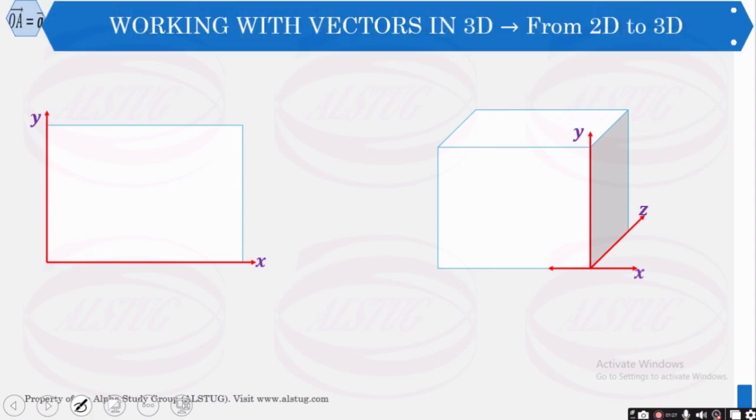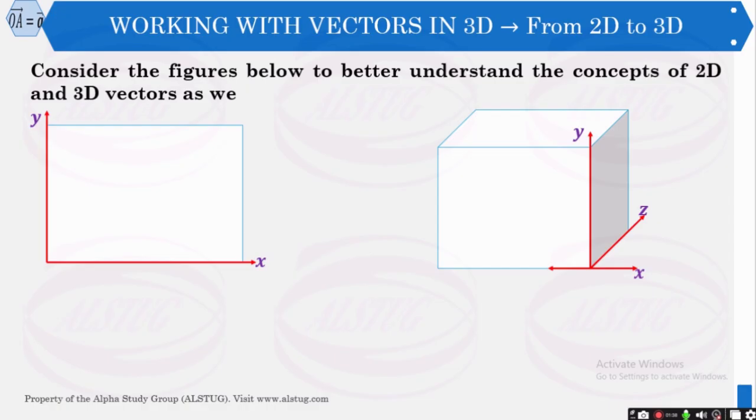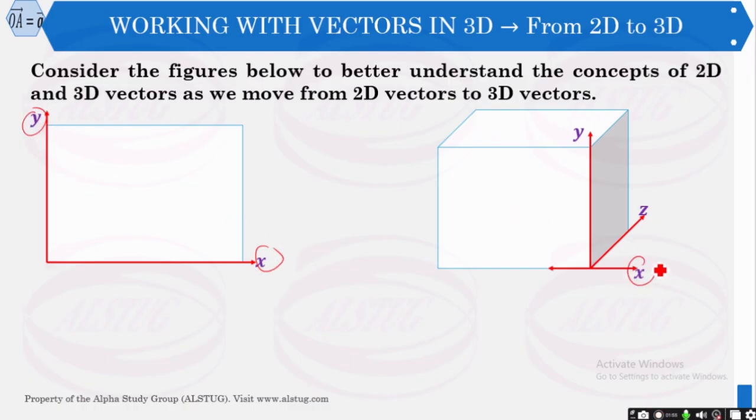Now, working with vectors in 3D, from 2D to 3D. We are trying to understand how we move from 2D to 3D. So I would say consider the figures below to better understand the concept of 2D and 3D vectors as we move from 2D vectors to 3D vectors. Here we see two diagrams. You have the x coordinate this way and the y coordinate, and here you have the x, you have the y, and you have the z.